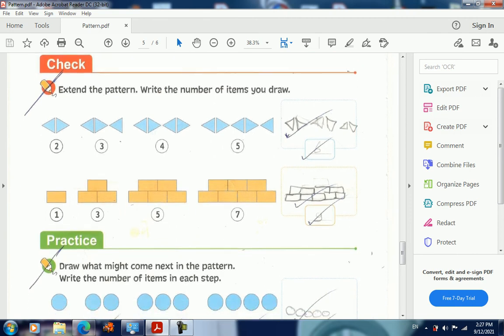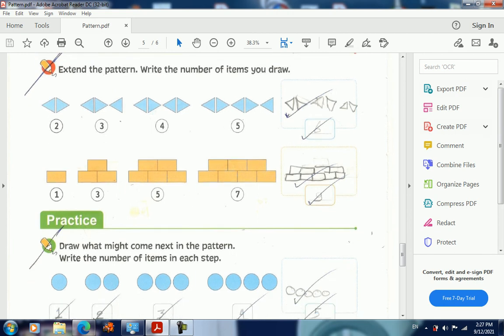For this check, let's extend the pattern and write the number of the items we draw. They already made the drawing for the sequence and the number. So the first one we got 2 triangles, then 3, then 4, then 5. Then what should come next is 6. And what about these 6? They are going to be 3 pairs which are opposite to each other, like they are drawn.